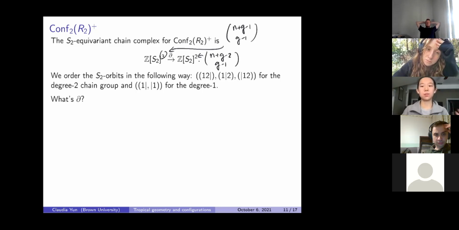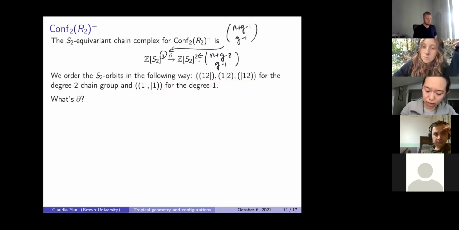And I'm going to order, so now the S2 orbits are really just labeled by step functions, right? And I'm going to label the S2 orbits in this order, just because I'm going to write the matrix of this delta for you. So I'm going to label the S2 orbits in this order, and label the S2 orbits in the degree 2 chain complex in this order. And now let's just look at how we can compute this delta.